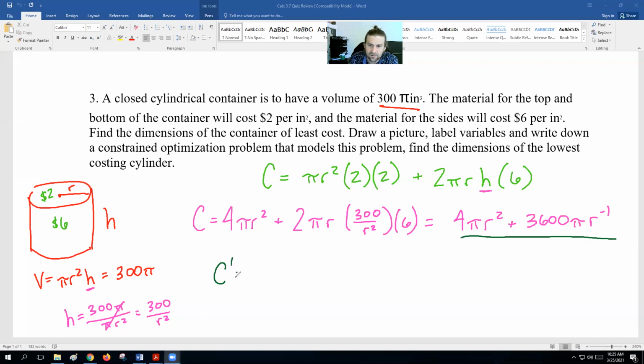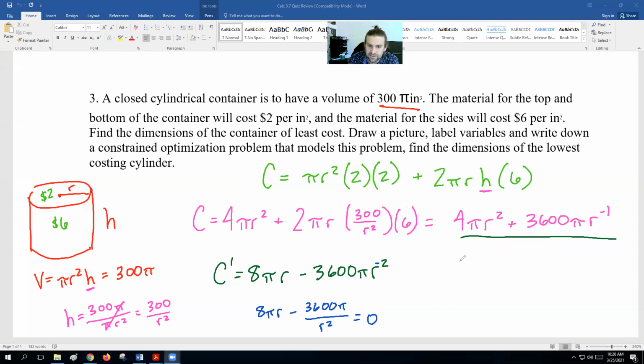So let's minimize the cost. All right, the derivative of 4 pi r squared, 4 pi times 2, that'd be 8 pi. Drop r down to the first degree. Then 3,600 pi times negative 1 is negative 3,600 pi, and then drop down to r to the negative 2 power. So we want 8 pi r minus 3,600 pi over r squared, because that should be the negative 2 power. Negative 1, drop down to negative 2, equals 0.